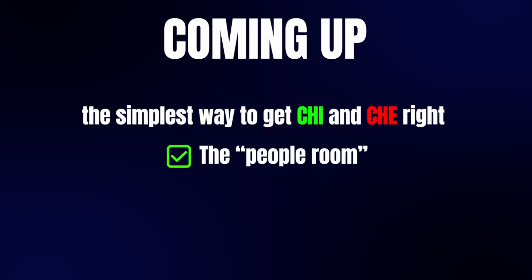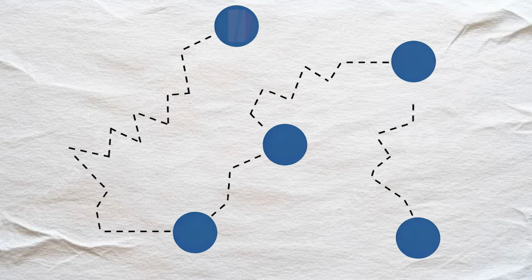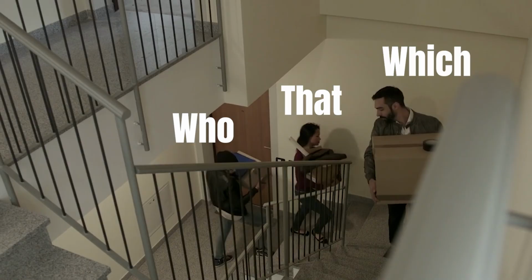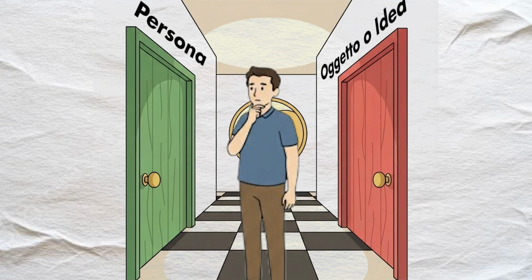Coming up, the people room, the things room, and the confusing cases that catch everyone. Alright, let's start. You mixed chi and che because in English everything overlaps. Who, that, which, they all behave like cousins sharing the same apartment. Italians prefer tidy rooms. We separate people and things clearly. Imagine a hallway with two doors. One says persona, the other says oggetto o idea. Your job is simple: to walk into the right room.